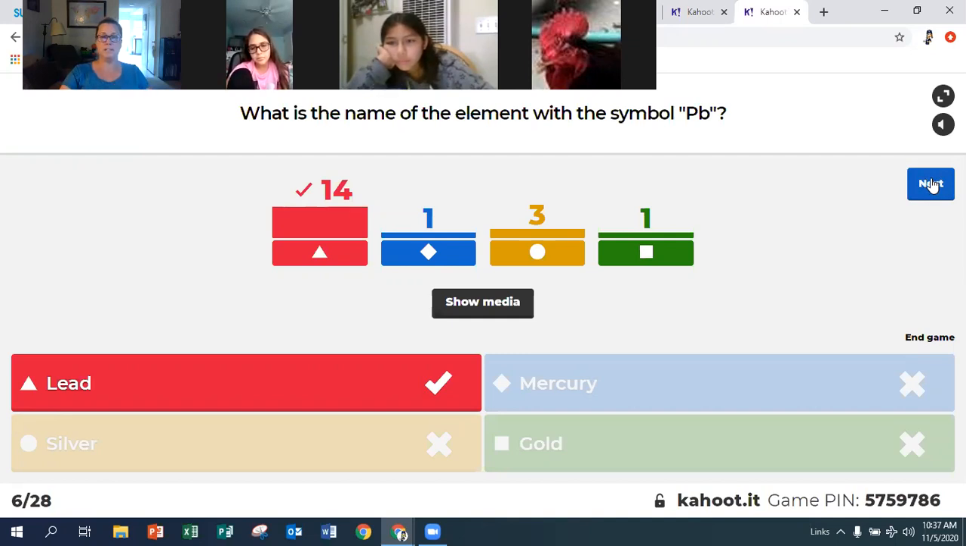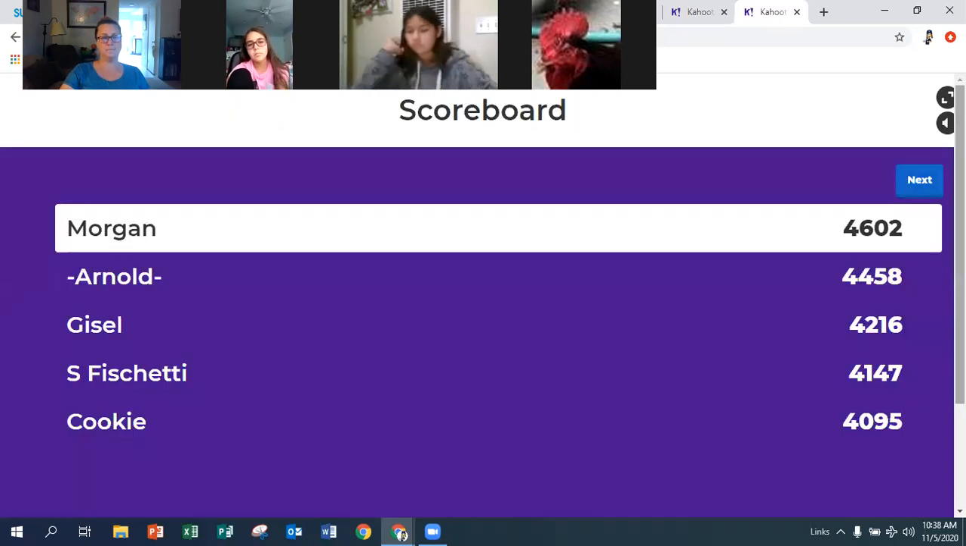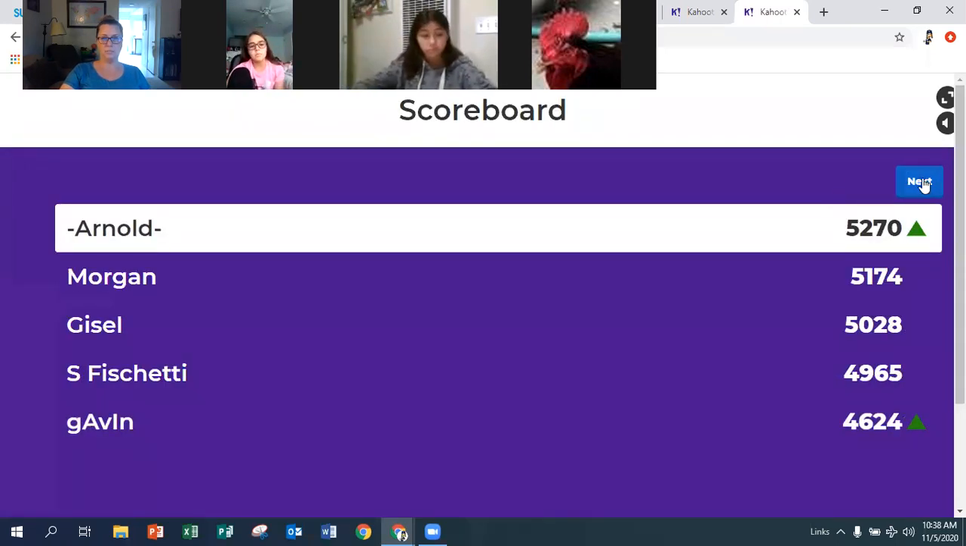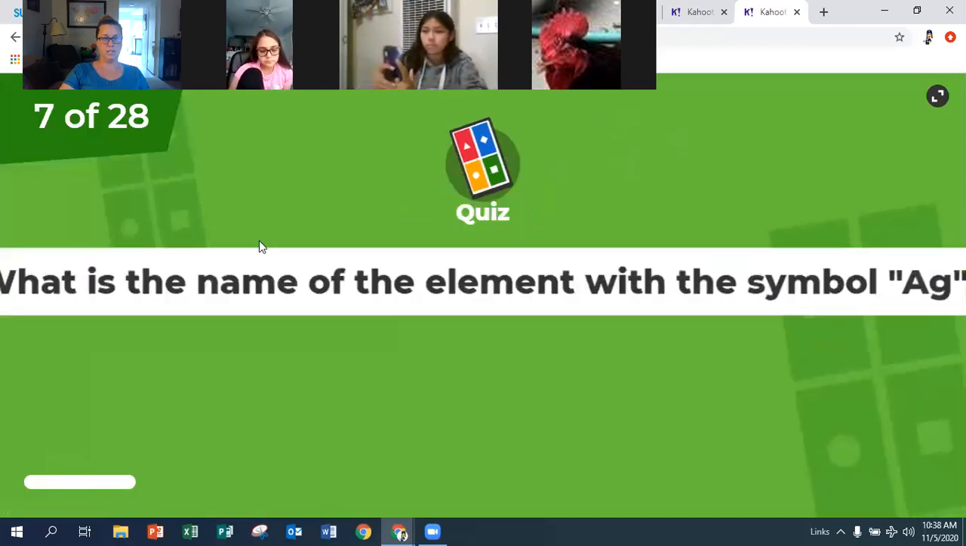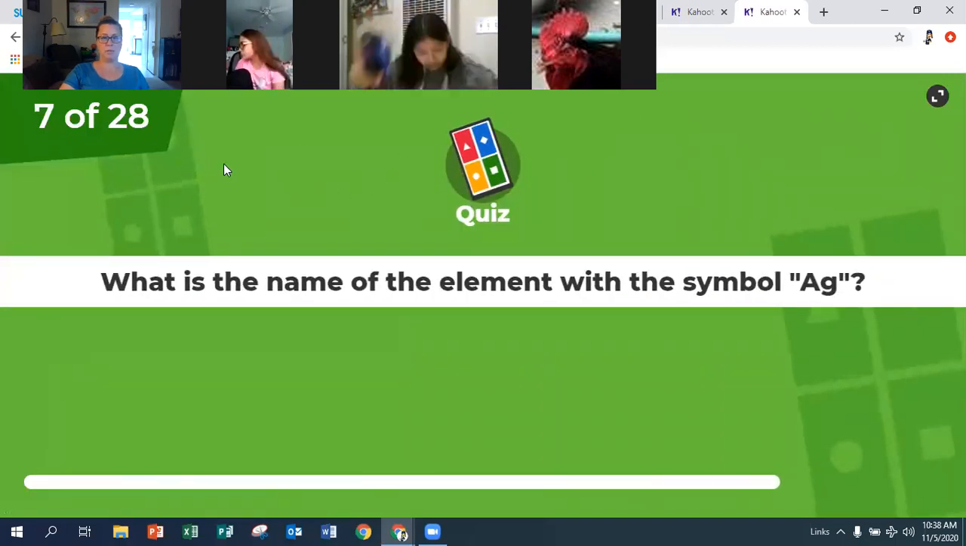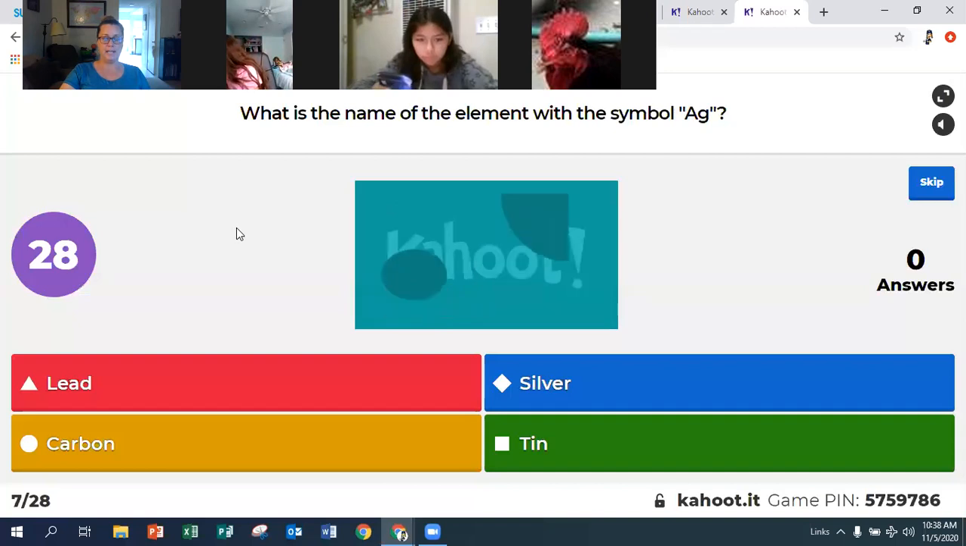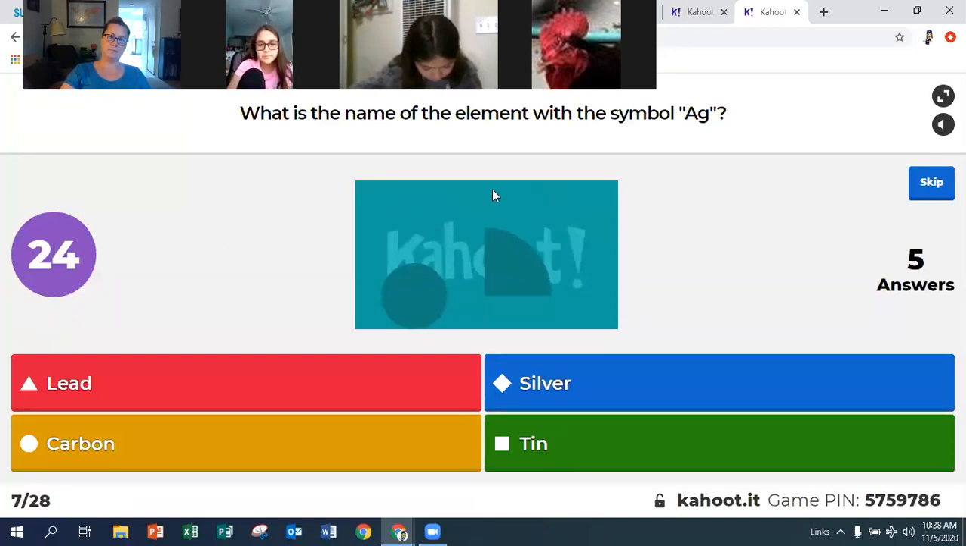So Pb is the abbreviation for lead. Question 7. What is the name of the element with the symbol Ag? It is a metal. It's in group 11.